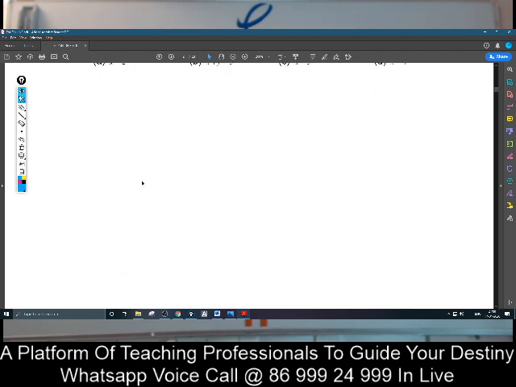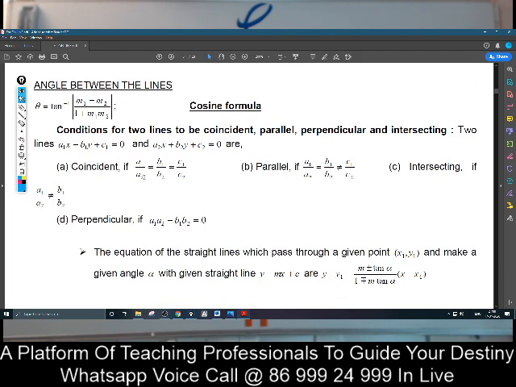Okay, that is the angle between the lines. Very important concept. Tan theta is equal to (m1 minus m2) by (1 plus m1 m2). Everyone knows that. And the cosine formula.